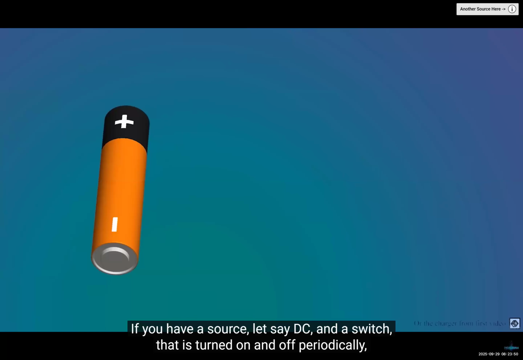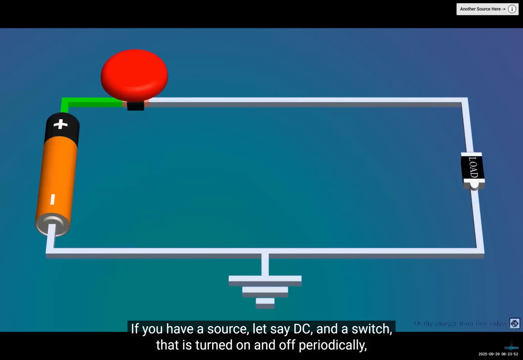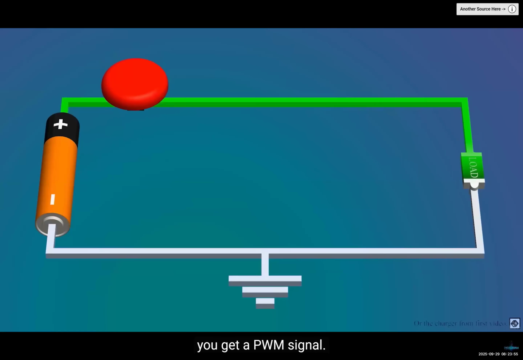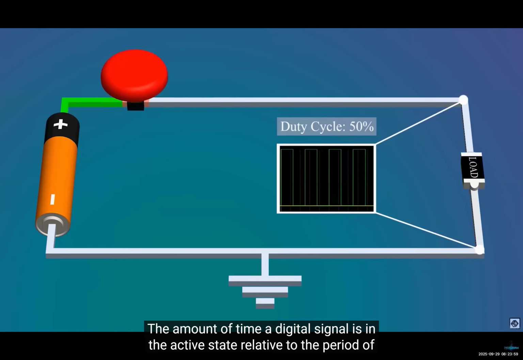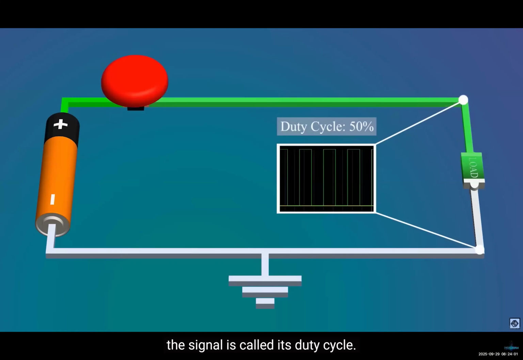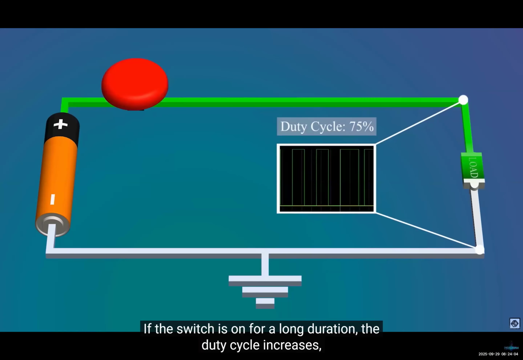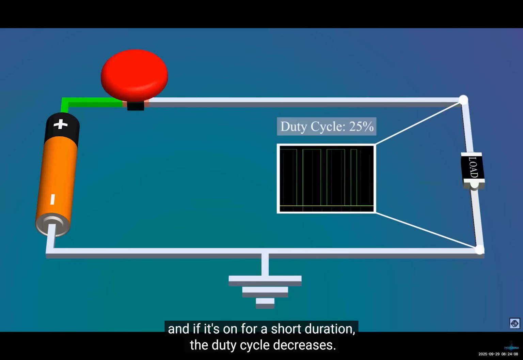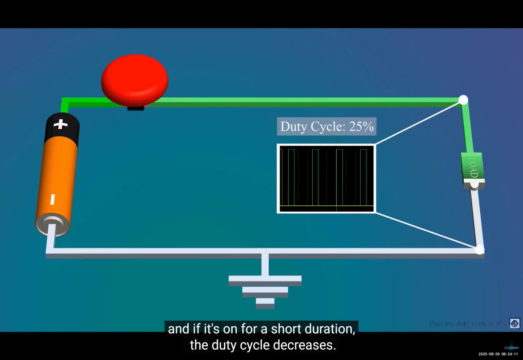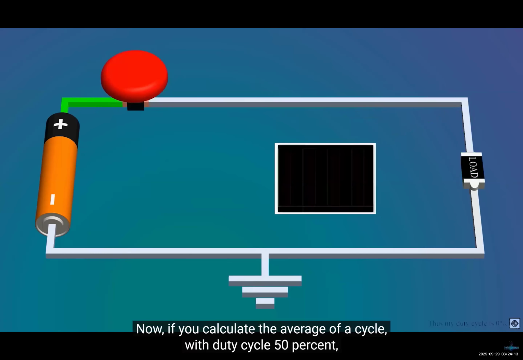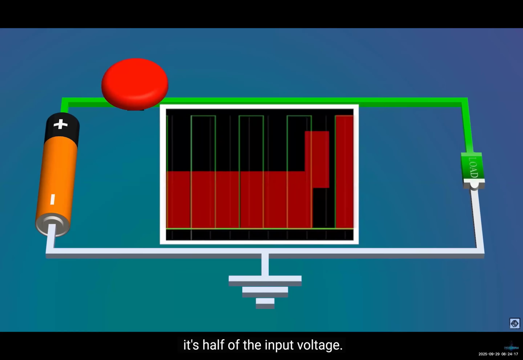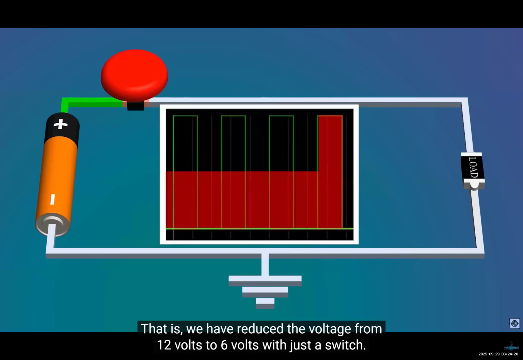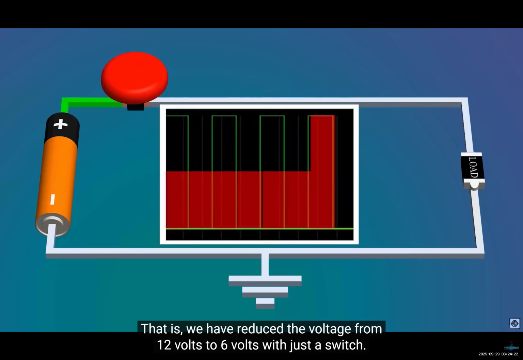If you have a source, let's say DC, and a switch that is turned on and off periodically, you get a PWM signal. The amount of time a digital signal is in the active state relative to the period of the signal is called its duty cycle. If the switch is on for a long duration, the duty cycle increases, and if it's on for short duration, the duty cycle decreases. Now, if you calculate the average voltage of a cycle with duty cycle 50%, it's half of the input voltage. That is, we have reduced the voltage from 12 volts to 6 volts with just a switch.